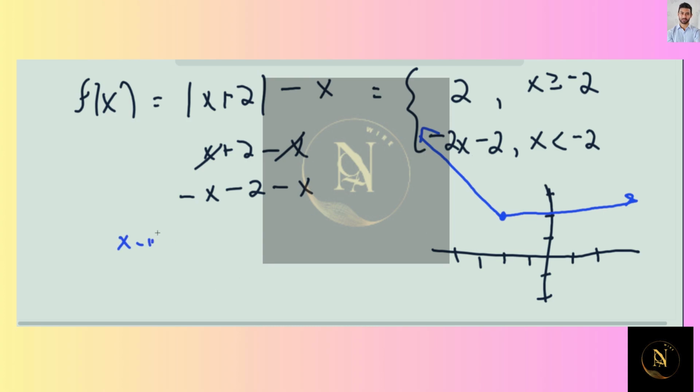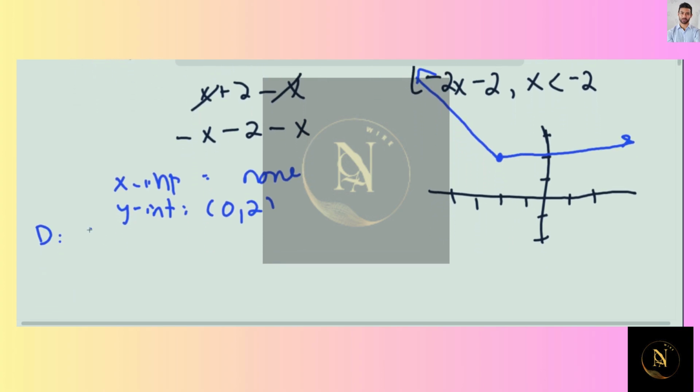So x-intercept, we have none. We can see that we have a y-intercept. That's taking place right here at the point (0, 2). Our domain, we still can plug in anything we want. So we have negative infinity to infinity. In our range, we never go lower than a value of 2.